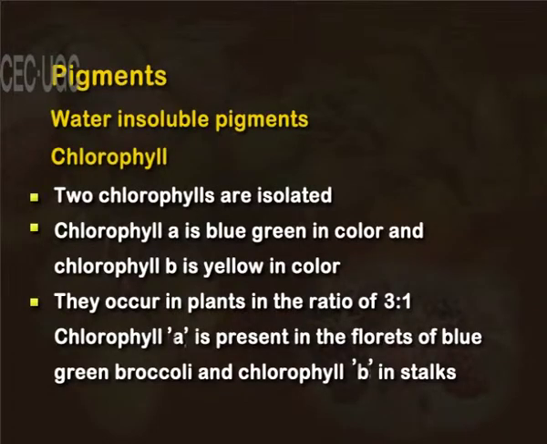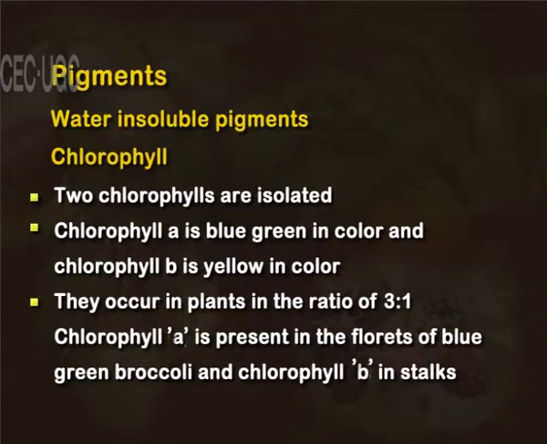Now these pigments are found in the leaves and stems, and these are held very close to the cell wall in the small bodies which are called chloroplasts, along with carotenes and xanthophylls. They are insoluble in water and they dominate in the unripe fruits and vegetables. There are two types of chlorophylls which are found, chlorophyll A and chlorophyll B. These two have been isolated.